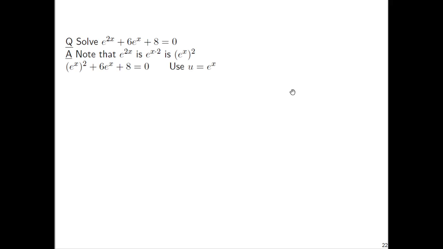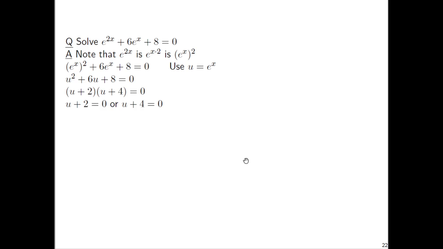Let's substitute. Everywhere there's an e to the x, we're going to write a u instead. So we'll have u squared plus 6u plus 8 equals 0. Now that looks like a much more familiar quadratic equation. The left side factors. We'll have u plus 2 times u plus 4 is equal to 0.